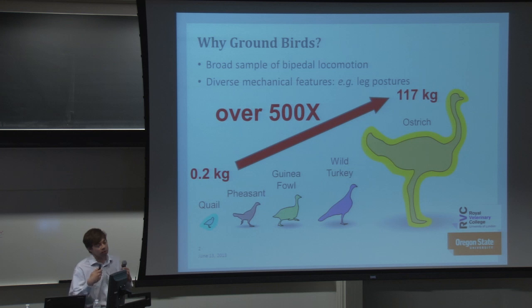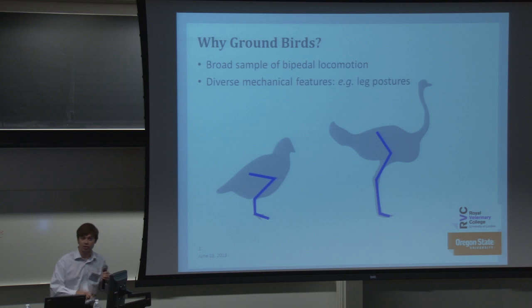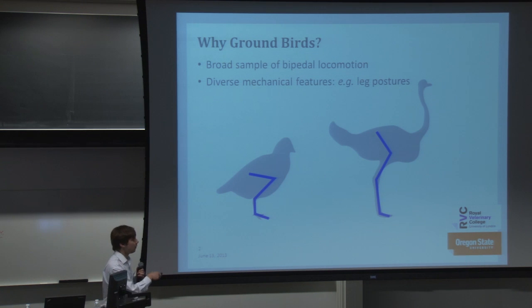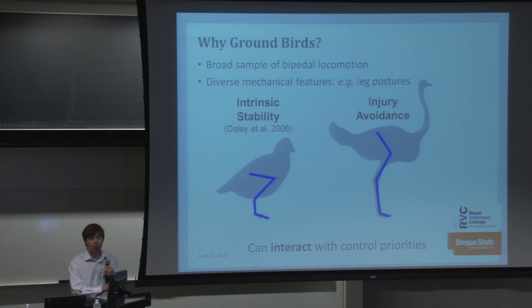In addition, there's a lot of diverse mechanical features across this range, kind of like what Max showed in his stuff, except we're particularly looking at leg postures. So small animals like quail have this crouched leg posture, and we think that that has to do with intrinsic stability. And ostriches, big animals, have to support their body weight. And this helps them reduce their muscle loads by supporting their massive body weight. And this is really important because these interact with our control policies, or at least we think they may.